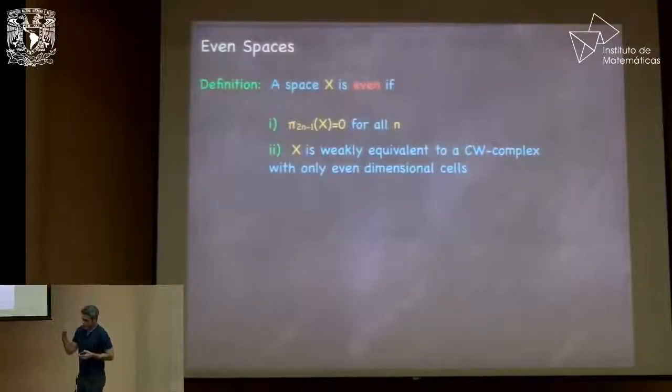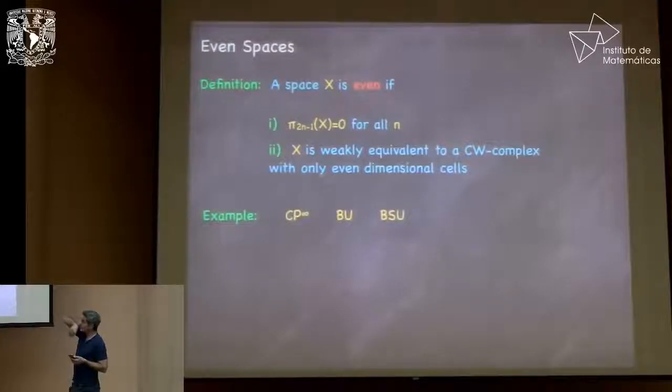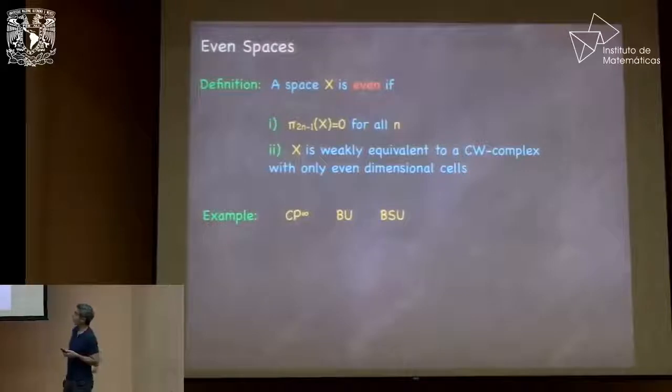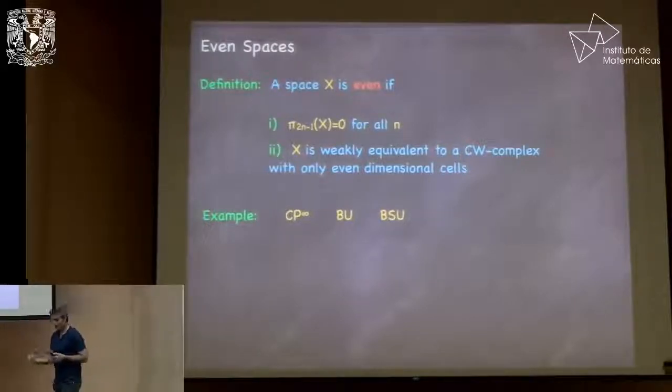And there's something that makes it very powerful, and I think this is one of the best-kept secrets of algebraic topology. So in algebraic topology, there's this amazing class of spaces that have no odd homotopy groups and no odd cells.